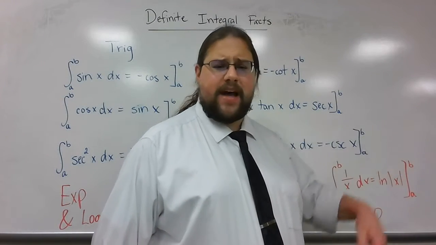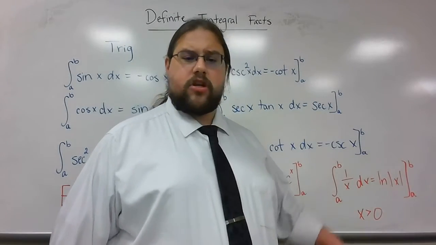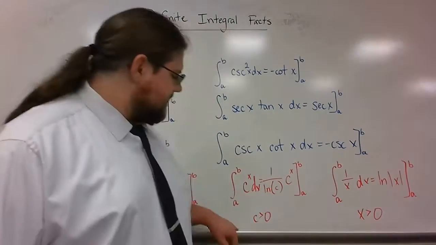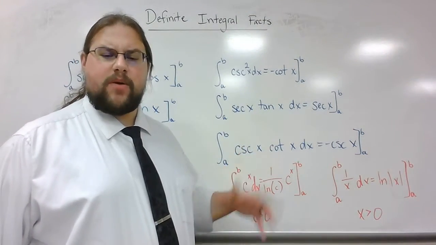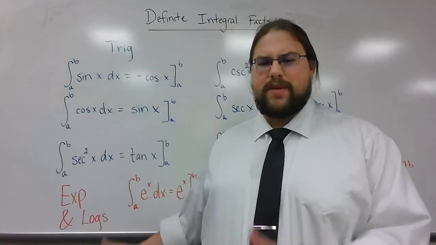And I did put absolute values over it, even though really and truly you should always be trying to use x greater than 0. Same thing here, your constant should always be greater than 0. You can't really do a negative to an exponent. It's just not the way it works, not with exponential functions.